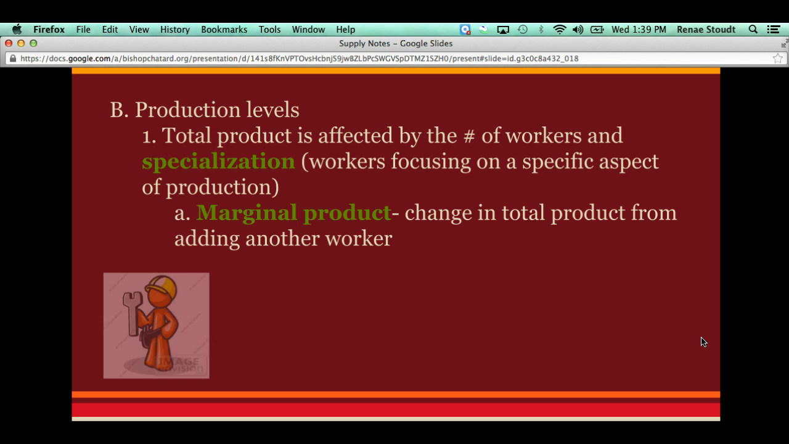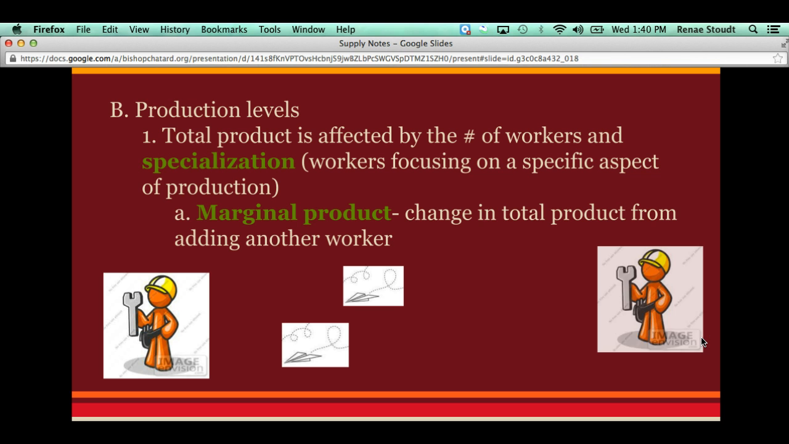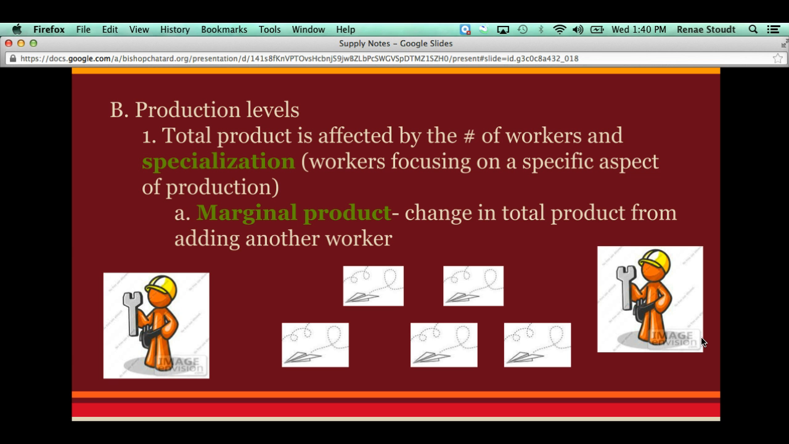So for example, let's say we start with one person, and they make 2 airplanes. Now we are going to look at adding another person, because remember, we're in the short run. The only thing we can change in the short run is the number of people. We don't have time to change anything else. So we add another person, and because of our second worker, we add that many more airplanes. Now the 2 people together are able to produce 5 airplanes. So all 5 of these airplanes are our total product. That's how many we're totally able to make.